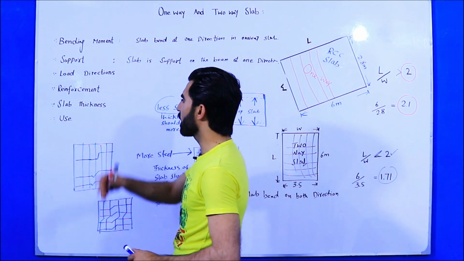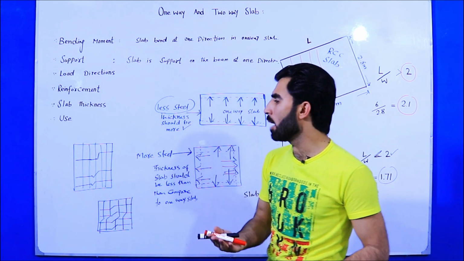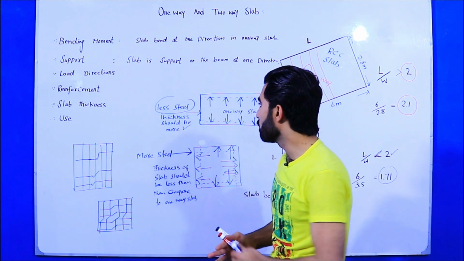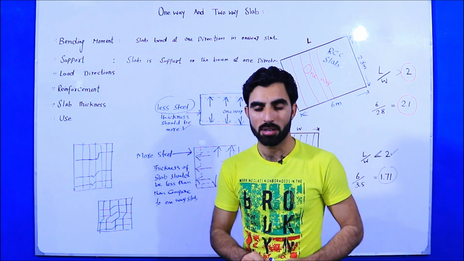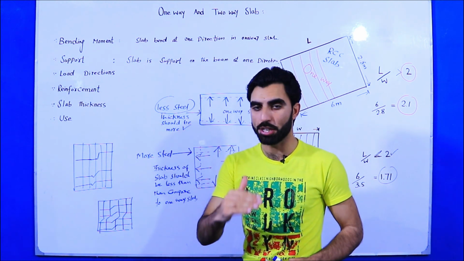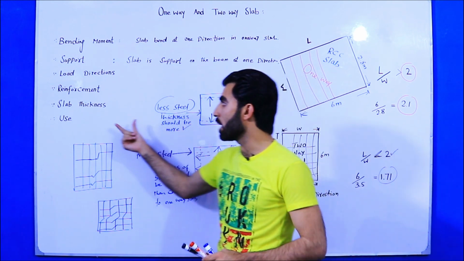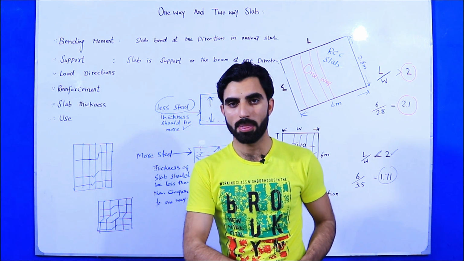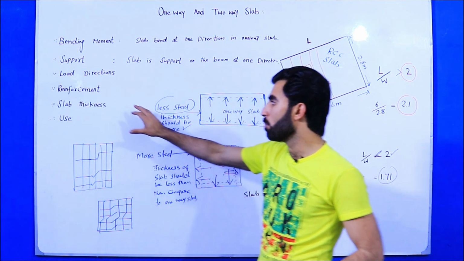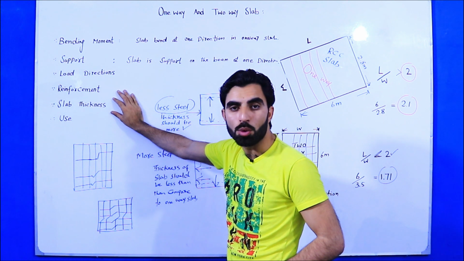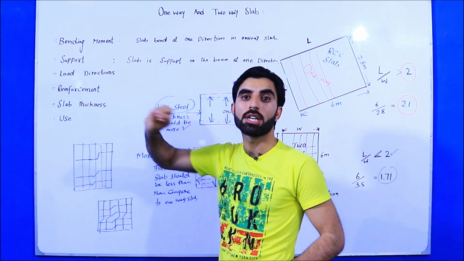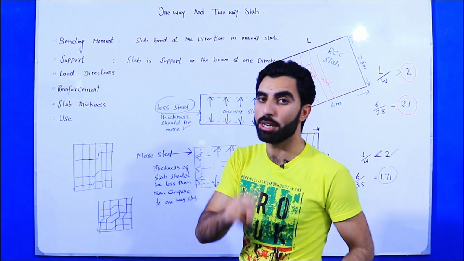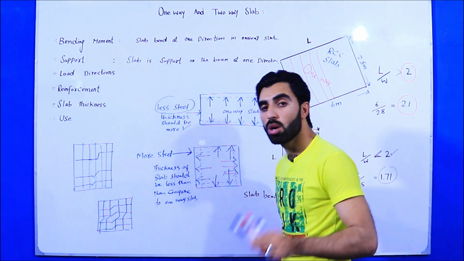Again, come to the slab thickness. As I told you, the slab thickness should be maximum in one-way slab, but within limits. But in two-way slab, the thickness should be lesser than one-way slab. Right? This is also very important. We require lesser thickness in two-way slab, but we increase the thickness of the slab in one-way slab. In two-way slab, we decrease compared to one-way slab.